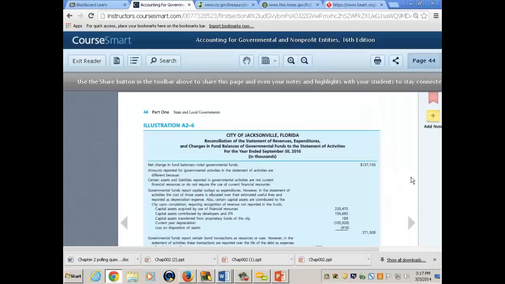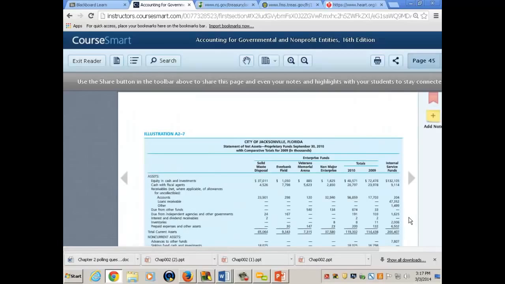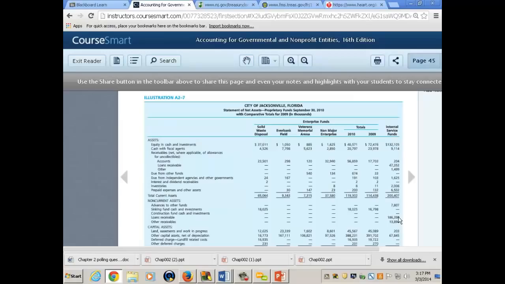There's also a reconciliation between this and the statement of activity, because two different bottom lines, right? So you have to reconcile, and this goes into that. Again, this is more for chapter 9 when we get to that, but I wanted to show you basically the sets of statements. So you looked at the government-wide statements, now you're looking at the governmental funds, now you're coming to the proprietary fund statements.